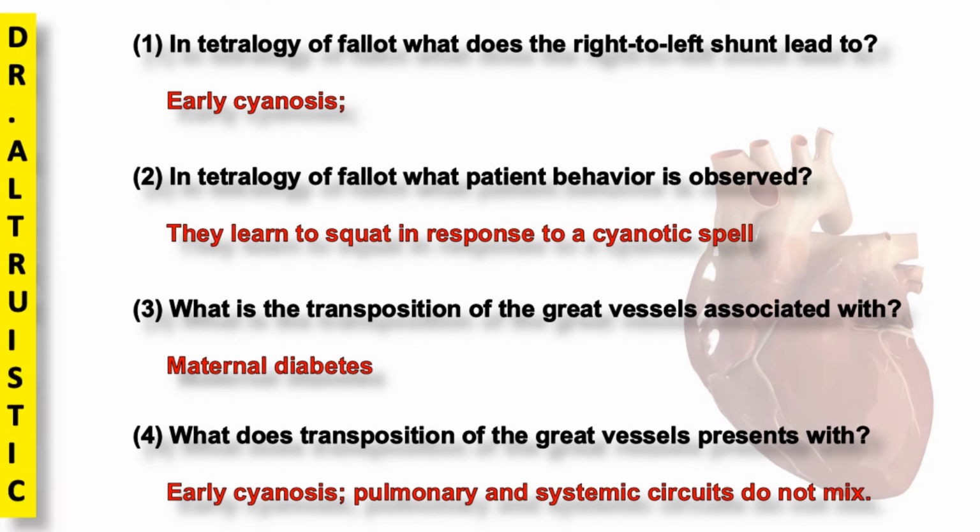1. In tetralogy of Fallot, what does the right-to-left shunt lead to? Early cyanosis. 2. In tetralogy of Fallot, what patient behavior is observed? They learn to squat in response to a cyanotic spell. 3. What is transposition of the great vessels associated with? Maternal diabetes. 4. What does transposition of the great vessels present with? Early cyanosis, because the pulmonary and systemic circuits do not mix.